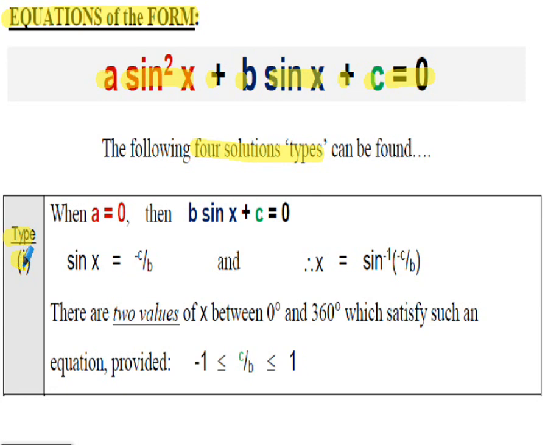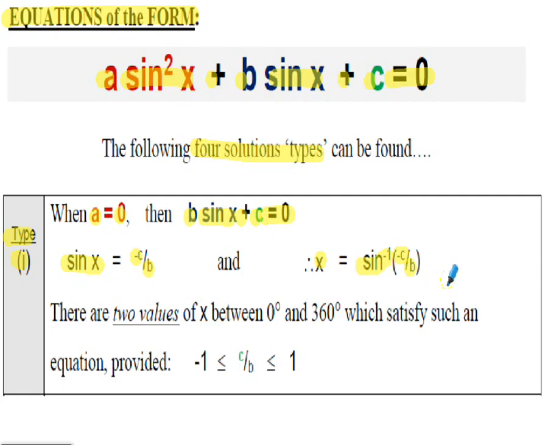So type 1, this is a situation where the a is equal to 0. In other words, the first term in the above generic equation disappears. So we end up with b multiplied by the sine of x plus c is equal to 0. Type 1 solutions are a direct rearrangement to solve. So simply taking c from both sides and dividing by little b, we get sine of x is equal to minus c upon b. To find the value of x, we need to take the inverse sine, or the arc sine that's sometimes used, to find the value of x. So x is equal to sine to the minus 1, the inverse sine, of minus c upon b.